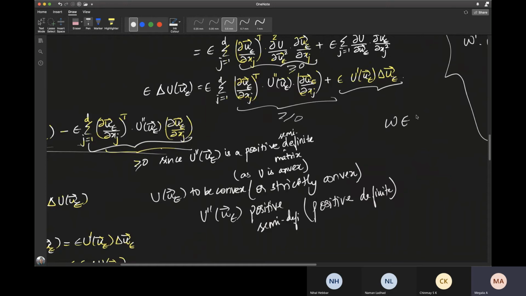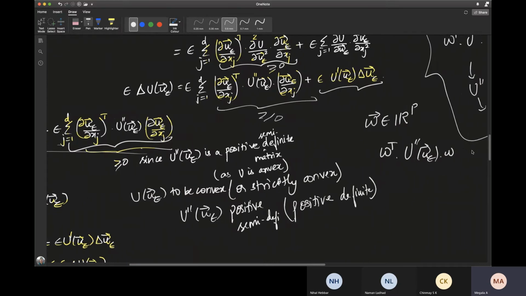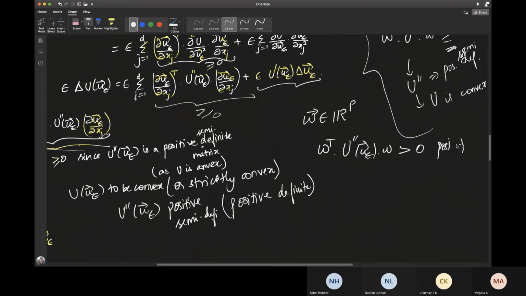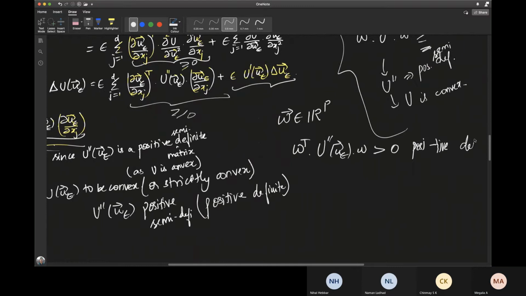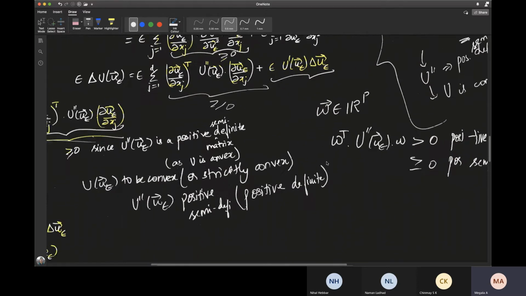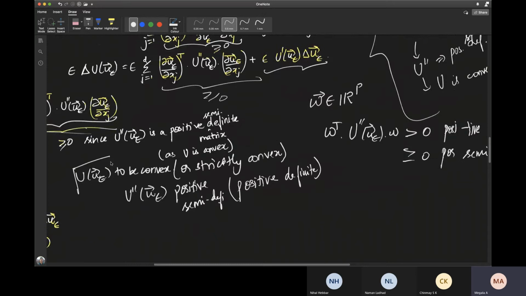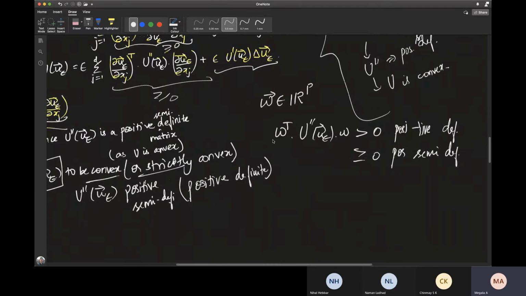Any vector you take from R^p, if you do this dot product, then you have greater than 0 for positive definite and greater than or equal to 0 for positive semi-definite. So these are the conditions. So if you take u vector epsilon to be a convex or strictly convex function, you will end up having either of these conditions accordingly.